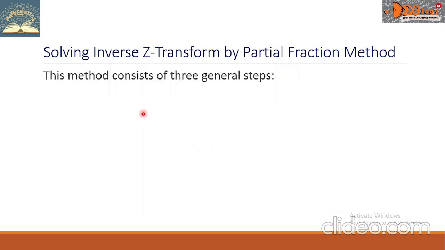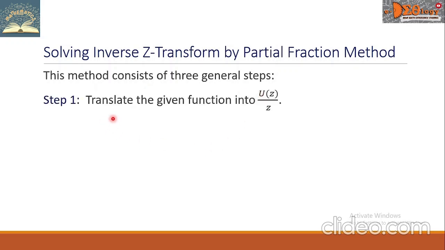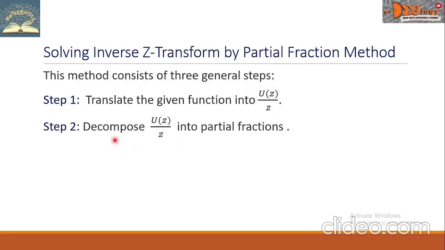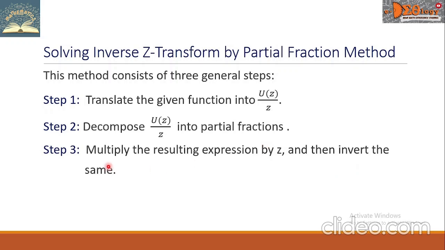On this topic, this method consists of three general steps. Step 1. Translate the given function into capital U of Z all over Z. Step 2. Decompose capital U of Z over Z into partial fractions. Step 3. Multiply the resulting expression by Z and then invert the same.